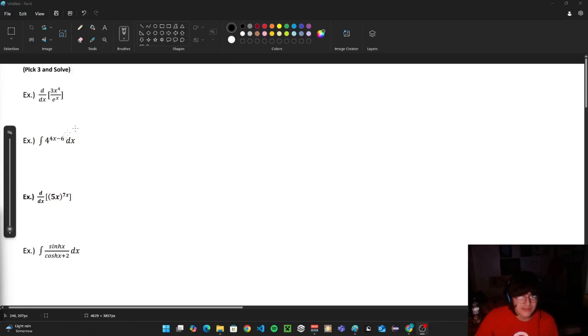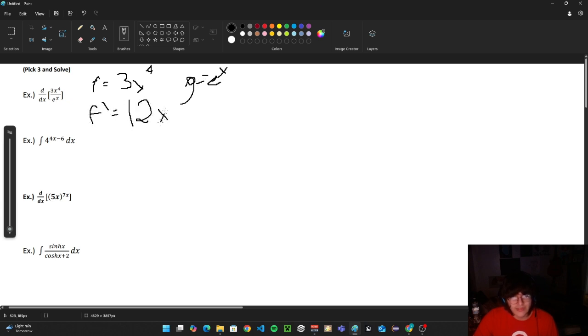So our first one, I think of quotient rule. So our f would be 3x to the power of 4. Our g would be e^x, or e to the power of x. Our f prime would be 12x cubed. And then our g prime would be e to the power of x. So now we just kind of plug everything in.